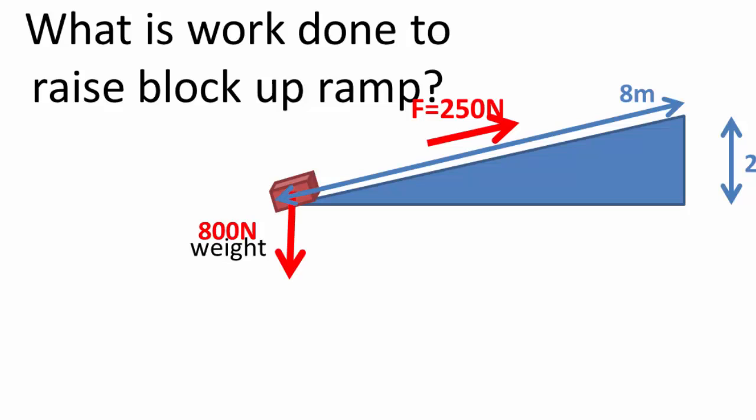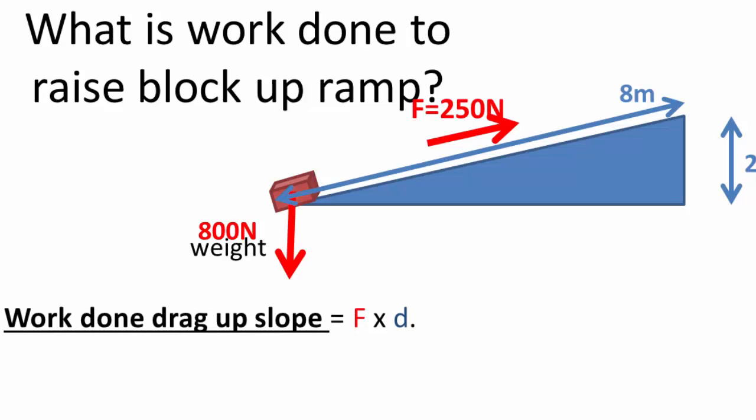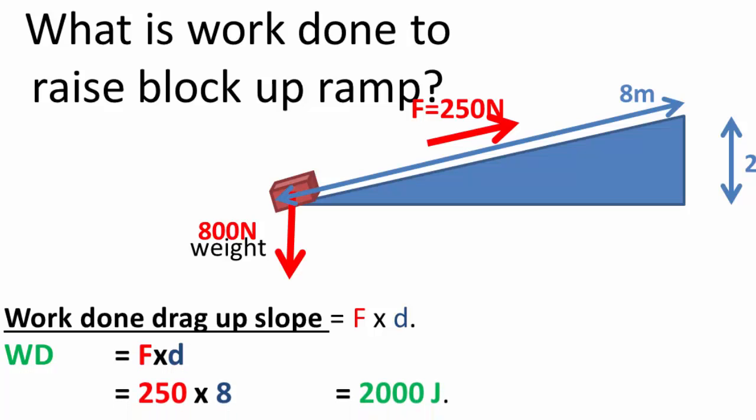What is the work done to raise a block up a ramp? So we're going to drag this 800 newton block up a ramp. Now first we're going to drag it up the slope. The work done is the force times distance. The force to drag it up the slope is 250 newtons. The distance is 8 meters. So work done is force times distance, which is 250 times 8, gives a value of 2000 joules to drag the block up the slope. That's the work we need to put in to make it go up the slope.